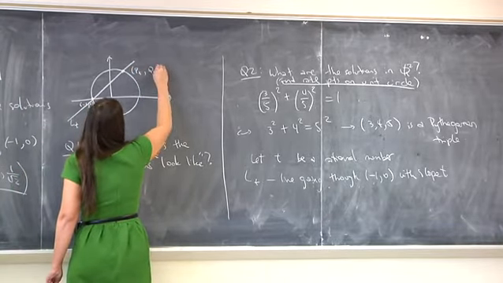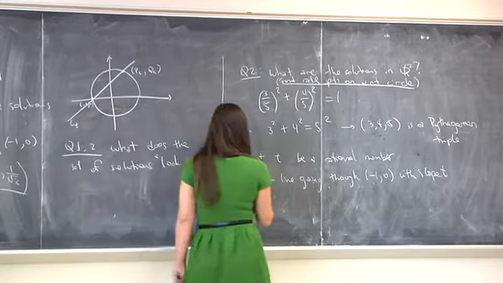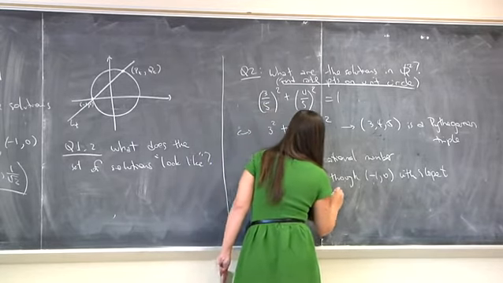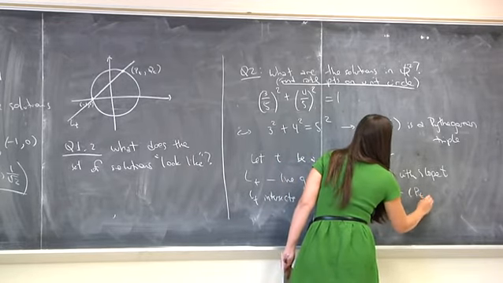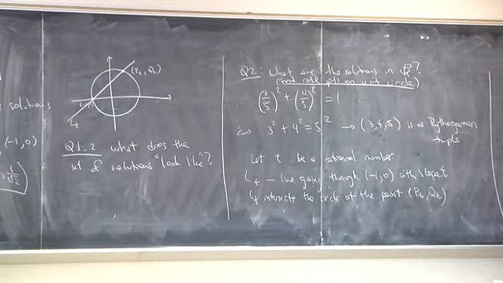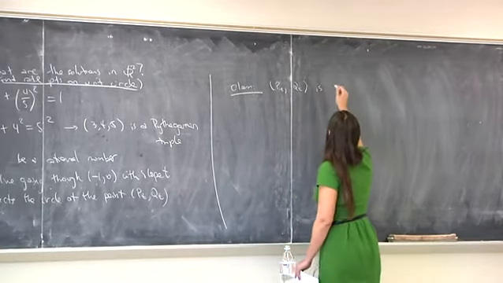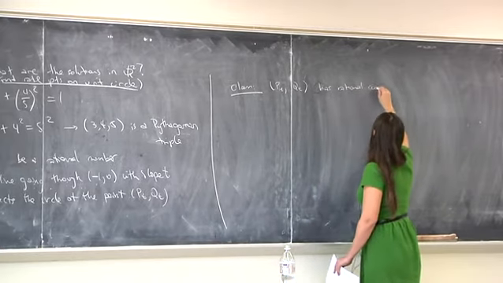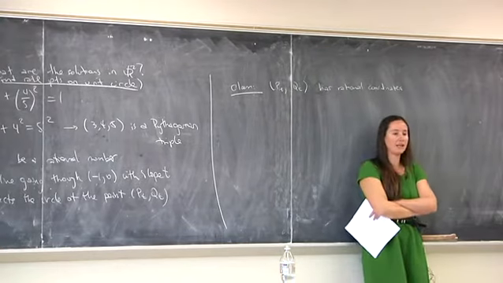And let's say these are the coordinates of that point. Okay? So this line, L_t, intersects the circle at the point (p_t, q_t). And so my claim is that this point has rational coordinates. There are many ways of seeing this. Any ideas why this is true?